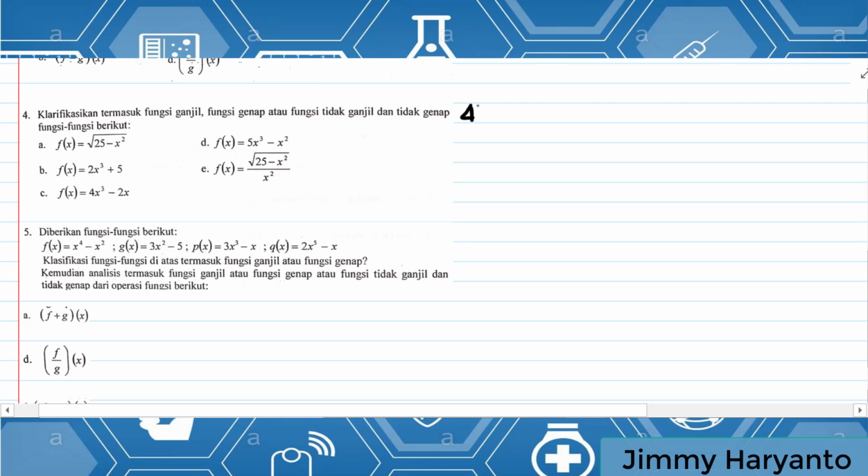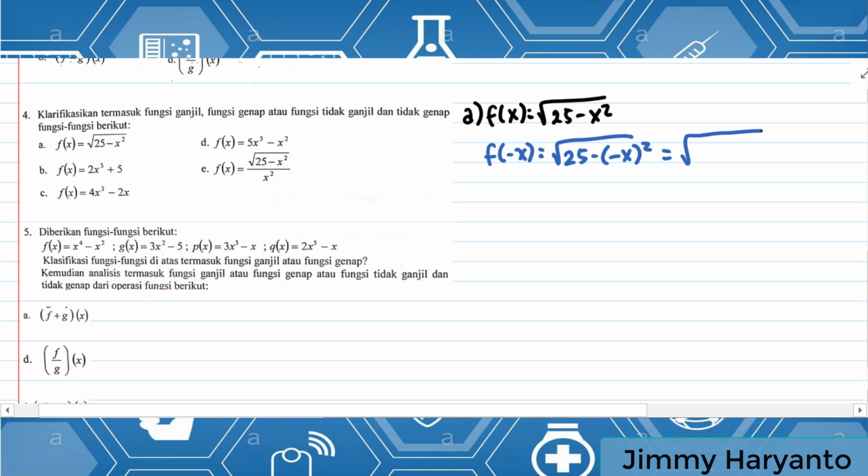Next is number 4. Number 4a, you have y equals the square root of 25 minus x squared. To determine whether it is an odd function or an even function, you have to change the y. You have to use f(x) instead of y. So you write f(x) equals this, and then you have to find f(-x) first. How to do that? By substituting negative x into x. Then calculate the result. It will be the square root of 25 minus x squared.